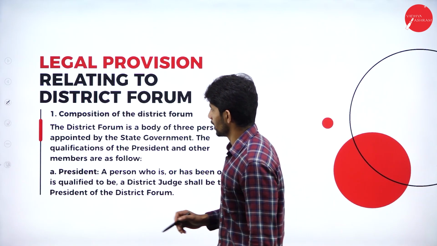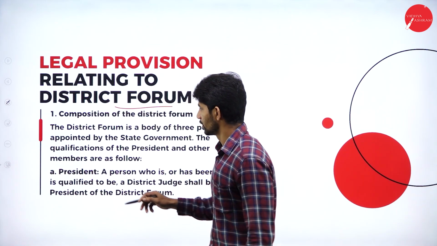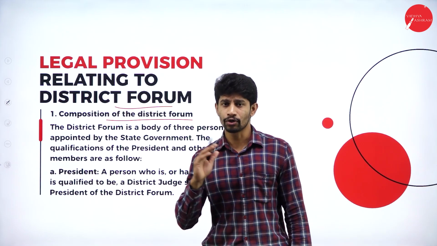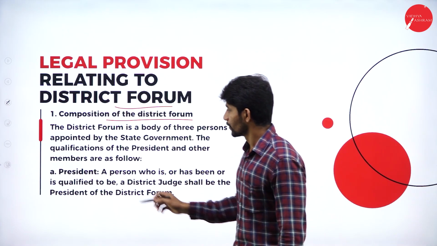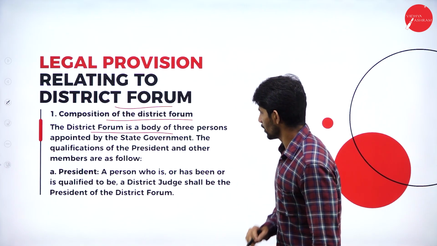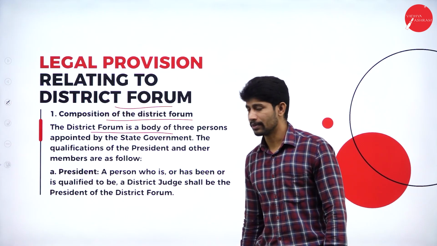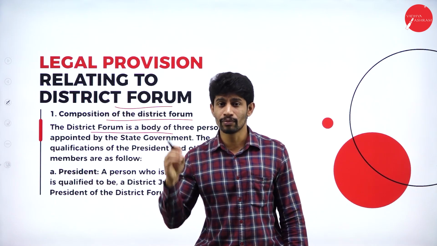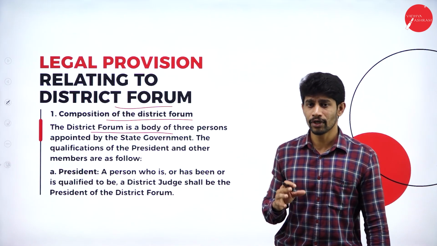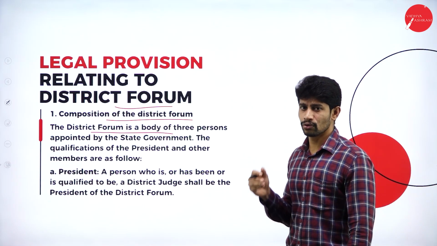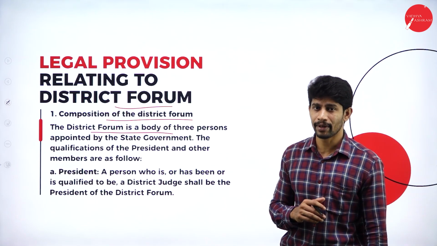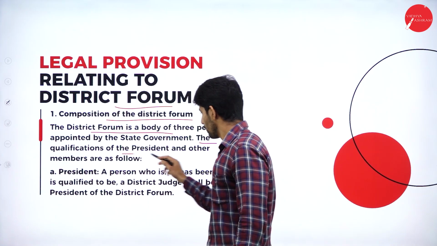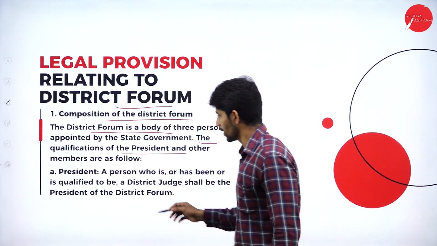Legal provisions relating to the District Forum. That is the composition of the District Forum. Who are all going to be in the District Forum? The District Forum is a body of 3 persons appointed by the state government. In the district level consumer redressal system, we are going to have 3 members. Those 3 members are going to be appointed by the state government. The qualification of president and other members are as follows.